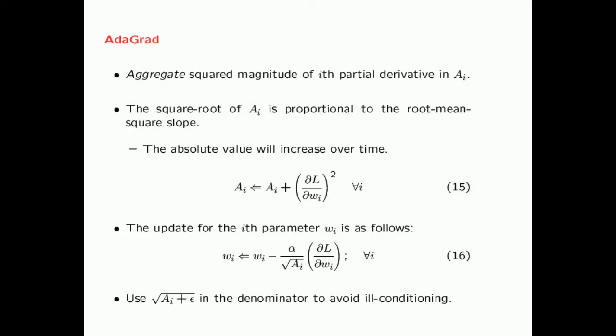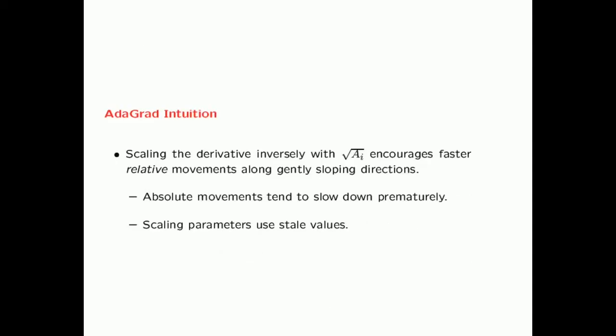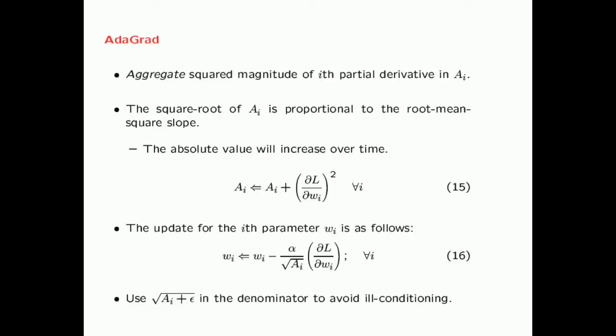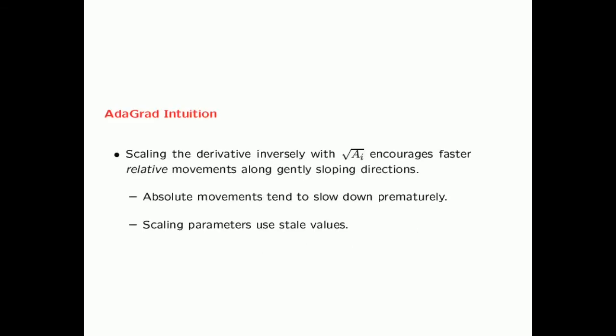Over time, the step sizes are going to become smaller and smaller, and it is possible for the approach to prematurely slow down and completely stop. The other problem is that the scaling parameter AI uses stale values. In equation 15, we are adding the sum of the squares of the derivative of the loss function with respect to the weights in each step. So after a certain number of steps, this value of AI is still using something that was added to it many steps back. That tends to make AI rather stale, and it reduces the quality of the steps that you are taking.